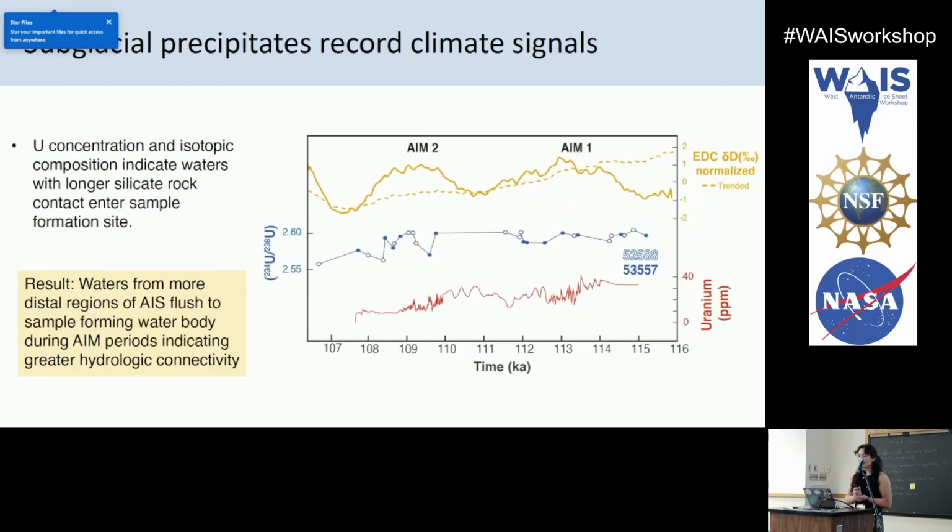So lastly, we also looked at how the geochemical composition evolves through time, and also with regard to climate. So I'm not going to go into the specifics about what these isotopic values mean, but I'll just say that during those warm periods, we have a uranium concentration and isotopic composition that's higher and also more variable. And so what we can say from this is that during warm periods, waters from more interior regions of the Antarctic ice sheet are brought into the sample-forming water body. So this indicates greater hydrologic connectivity below the ice during these times.